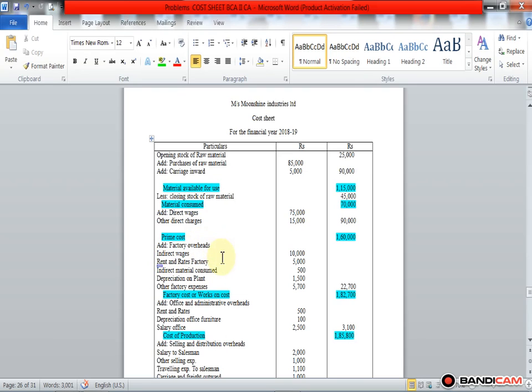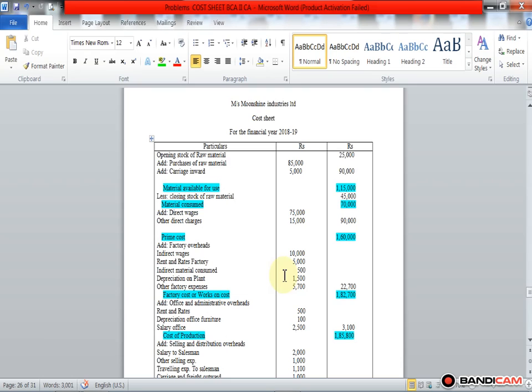Okay, so all the expenses which are related to the factory are transferred under the head of factory overhead. Here, indirect wages is an expense related to factory overheads, so transfer to factory overheads rupees 10,000. Rent and rates factory rupees 5,000, transfer to factory. Indirect material consumed, which is indirect material consumed in the factory, so it is transferred to factory overheads.